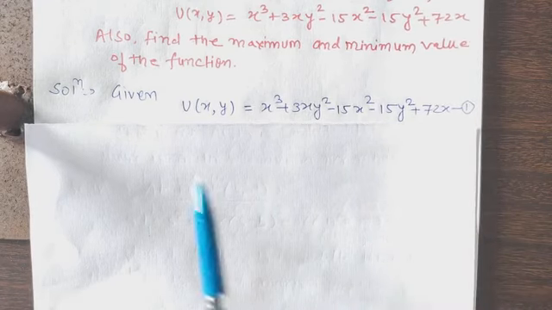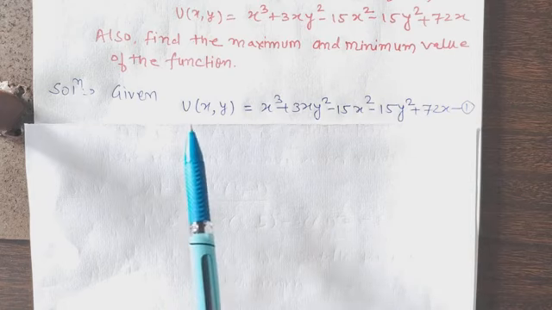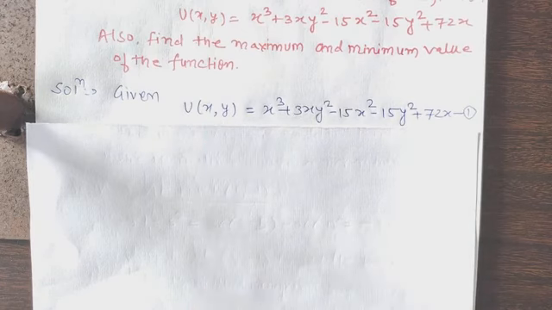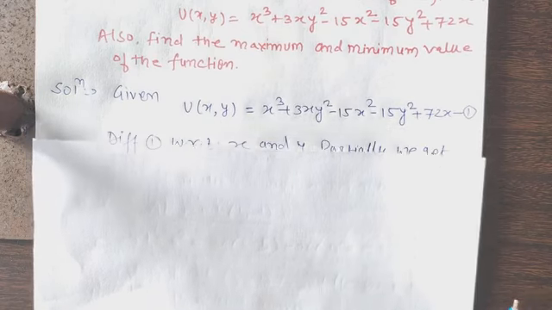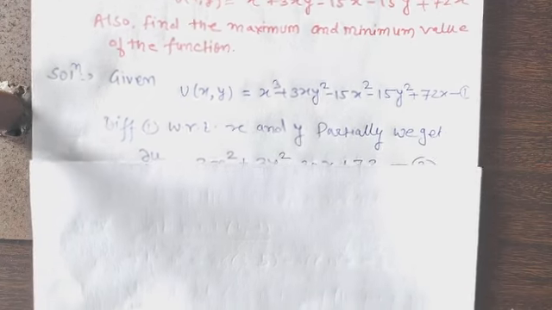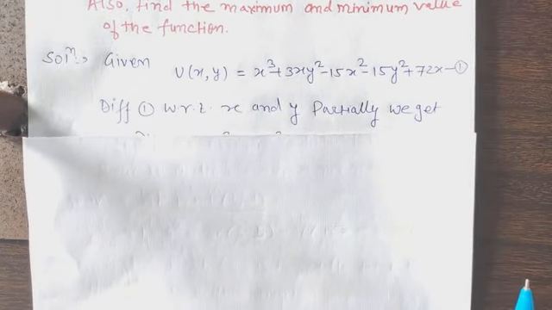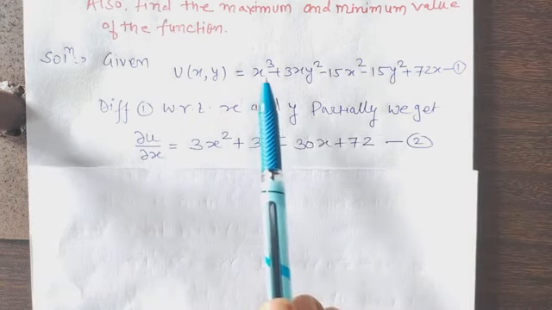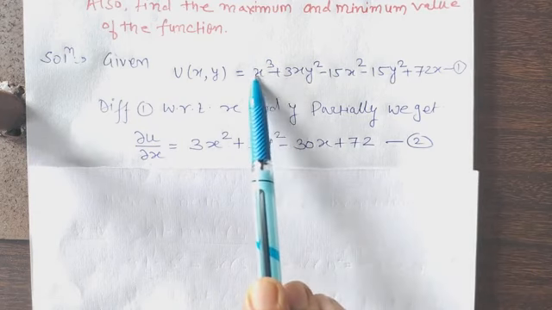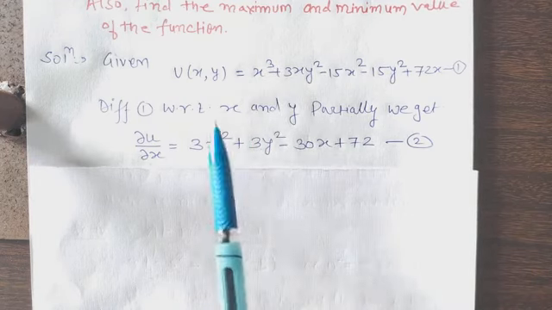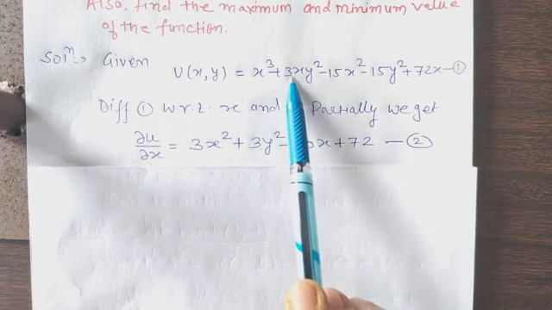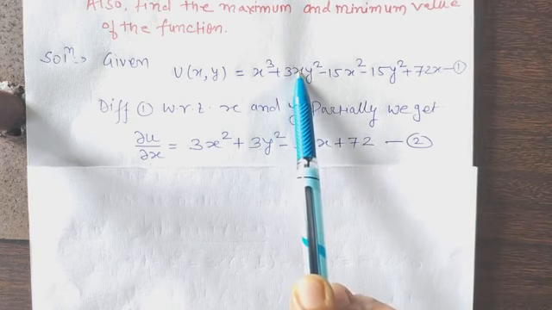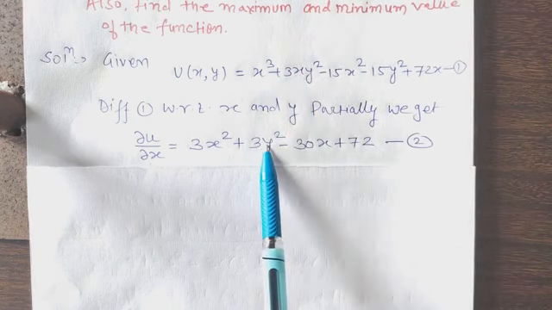Now to find the stationary point, we have to find the partial derivatives of u with respect to x and y, that is del u by del x and del u by del y. So del u by del x, the partial derivative of u with respect to x. Here the partial derivative of x cube with respect to x is 3x square. Here with respect to x, 3 and y square are constant, and the partial derivative of x with respect to x is 1. So we get 3y square.